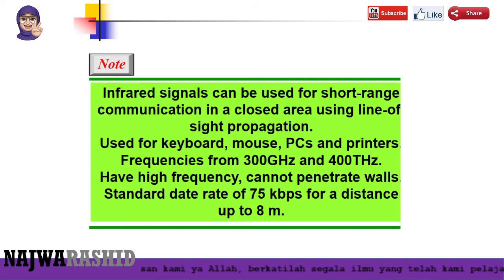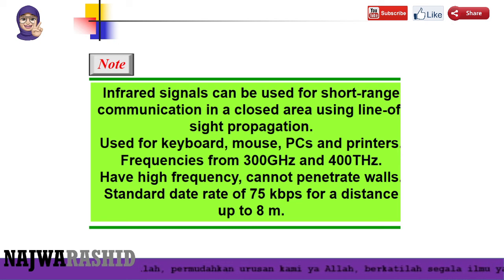Okay, the next wave is the infrared signal. This can be used for short range communication using line of sight propagation. I believe you have the experience of using your laptop and your mobile with infrared, and when you want to transfer a file or an audio file, you need to put them in a parallel position. You need to make them close together in order to transmit the file from your phone to your laptop.